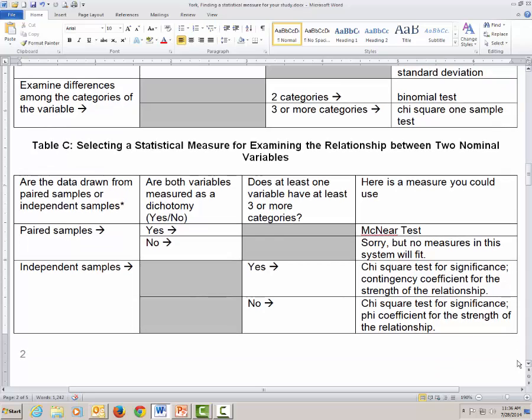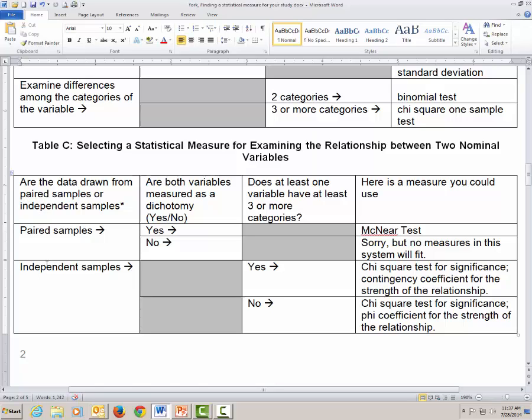Now let's move along to table C, selecting a statistical measure for examining the relationship between two nominal variables. First question, are the data drawn from paired samples or independent samples? Here the first line has to do with paired samples, the second line independent samples data. Are both variables measured as a dichotomy, meaning in a yes, no, or just in two categories is what that means. If the answer is yes, then the McNemar test would be appropriate. If the answer is no, then we have to say, sorry, but no measures in this system will fit. That is the system of different statistics that I have assembled for this particular guide.